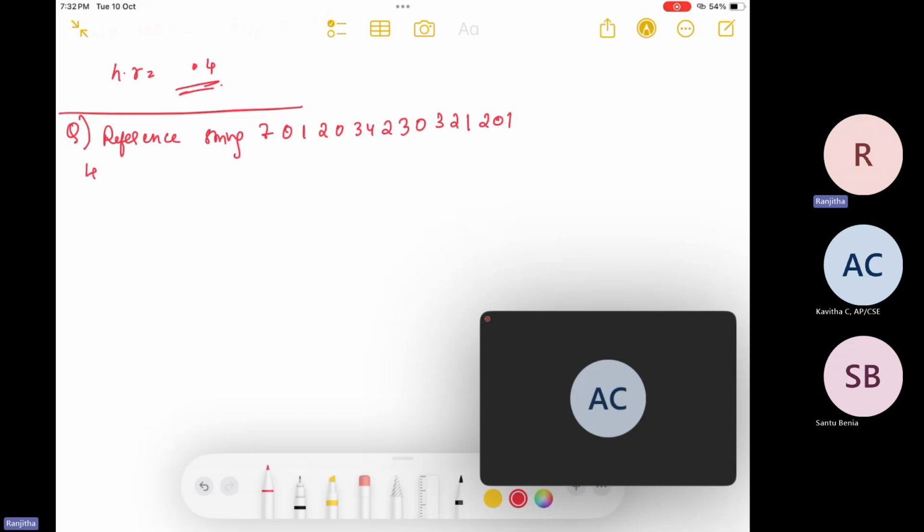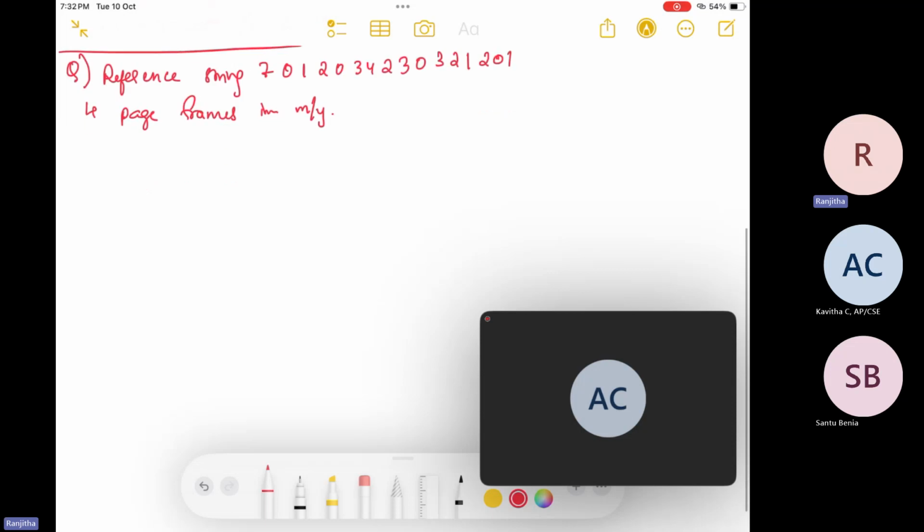So here we have 4 page frames, which means we can have 4 pages at a given point of time. So let's start. Initially 7, 0, 1 and 2, all 4 will be a miss. It's a page fault, but there is no replacement because it's a free frame. So we had 4 frames free, so though it's a page fault, there is no replacement. We bring in 7, 0, 1, 2.